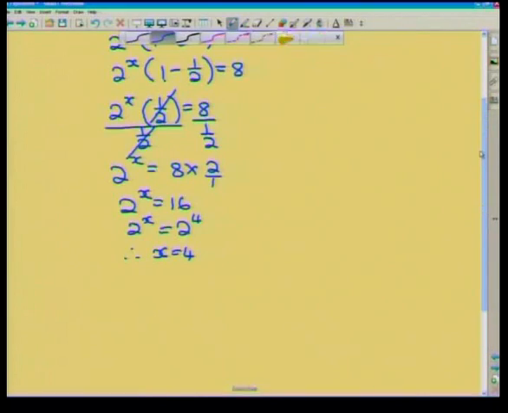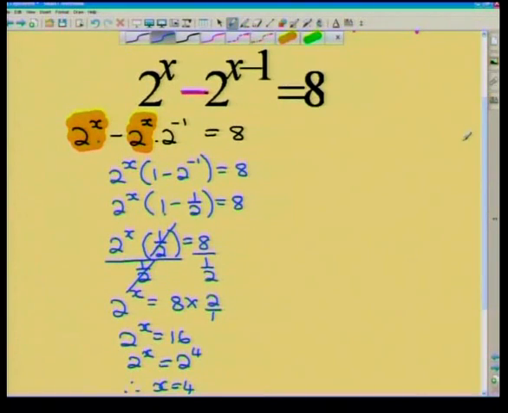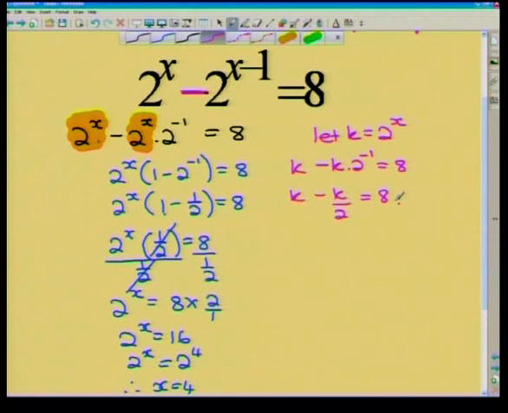But there's another one that is quite useful, especially if you're someone who gets a bit confused with this section. Let's show it to you. Let's go up to the top again. And what this does is it says, let us do a substitution. Let k equal 2 to the x. So I'll go over here, in place of that orange splodge, I'm going to put k minus k times 2 to the minus 1 equals 8. So it's going to be k minus. Now remember, a negative exponent drops to the bottom as a positive exponent.